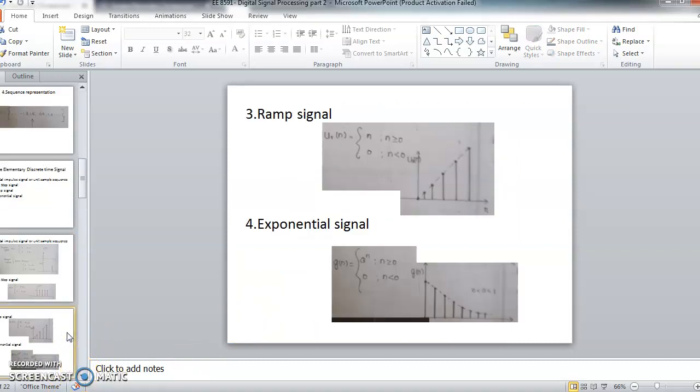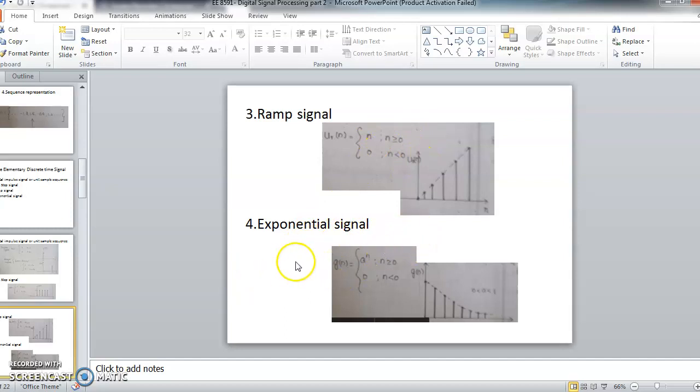Next one is the ramp signal. What is the meaning of ramp? It is an increasing order, right? This is a ramp signal. It is represented as u r of n, equal to n for n greater than or equal to 0, and 0 otherwise. So n for n greater than or equal to 0 is said to be the ramp signal.